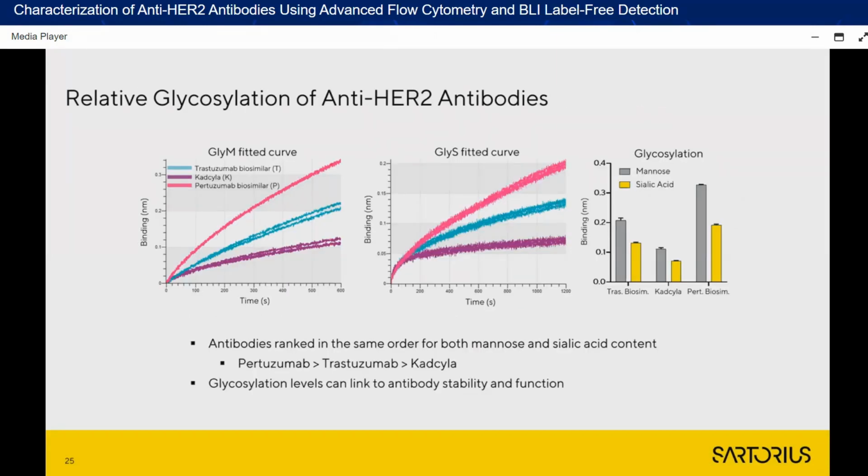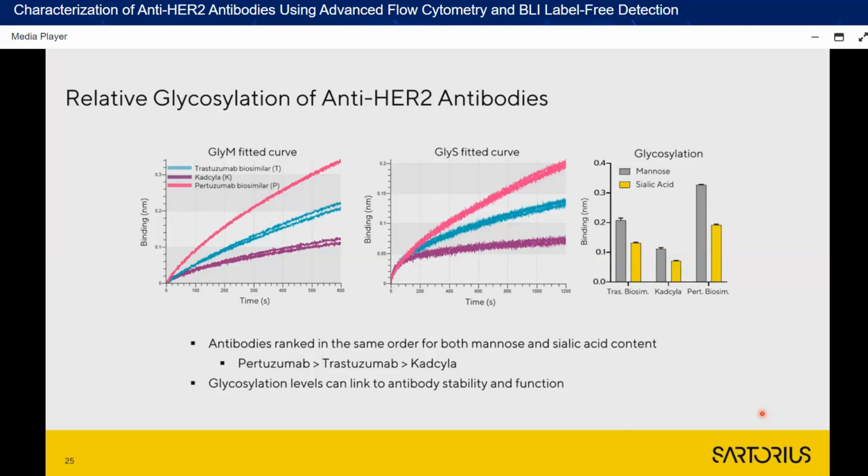And this is the data that was generated for the anti-HER2 antibodies. So what we saw was that the antibodies ranked in the same order for both the mannose and sialic acid content, with the pertuzumab showing the greatest level of glycosylation, then the trastuzumab, and then the Kadcyla. And the reason we wanted to measure this is because the glycosylation levels can link to things such as stability. So for example, we did notice that obviously the trastuzumab and the Kadcyla are essentially the same antibody apart from those mutations in the Fc region to include the linker to the ADC payload in the Kadcyla.